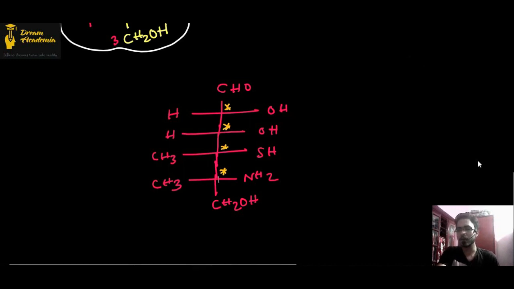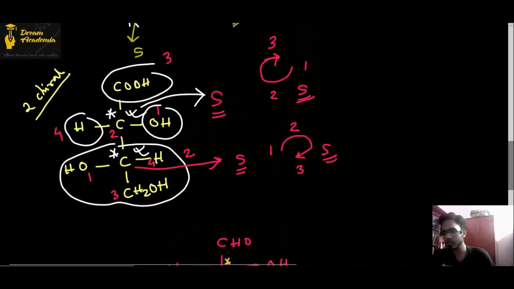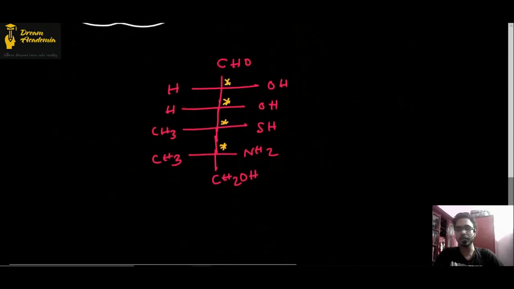If I tell about the naming of this first compound, it will begin from here. As we all know, carboxylic acid always starts the numbering. I have taught you in nomenclature. 1, 2, 3 and 4, and this naming becomes 2S, 3S. This is the way you name the compound.